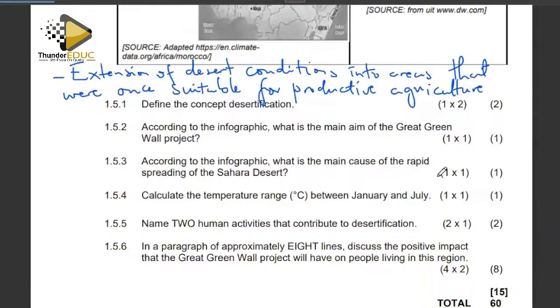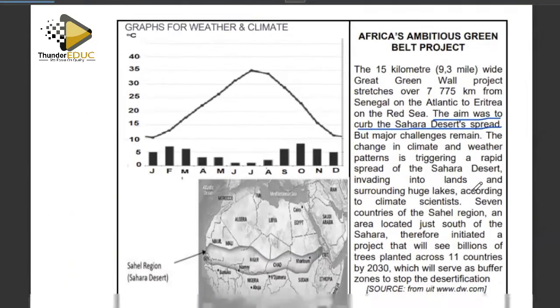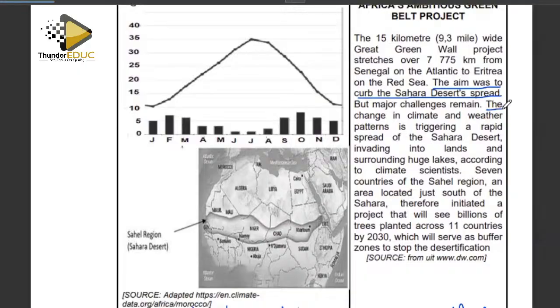According to the infographic, what is the main cause of the rapid spreading of the Sahara Desert? Again, it's extraction. We just go to the source. The change in climate and weather patterns is triggering a rapid spread of the Sahara Desert. So that is extraction. Change in climate and weather patterns is the one that is triggering rapid spreading of the Sahara Desert. Calculate the temperature range in degrees Celsius between January and July. We need to come and check here.